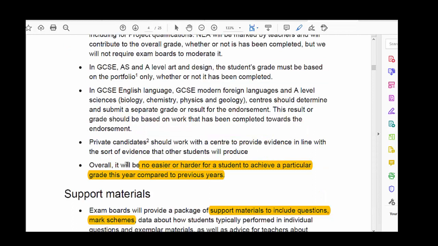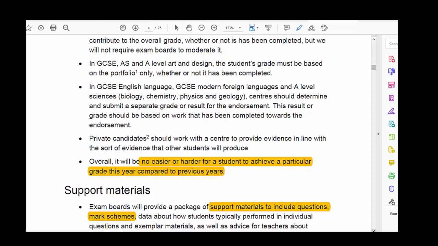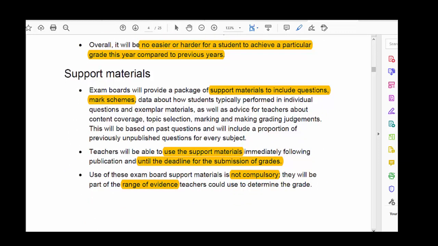And overall, it will be no easier or harder for students to achieve a particular grade this year compared to previous years. That says easier or harder. So what they're trying to say is that the percentage of people being awarded a grade 7 should be similar, should not be more or less than previous years. And they've done that by asking the schools to try and keep the same proportion of grades throughout the school compared to previous years, or a similar one. But there's no fixed rule on this, but they've just been advised to consider this.